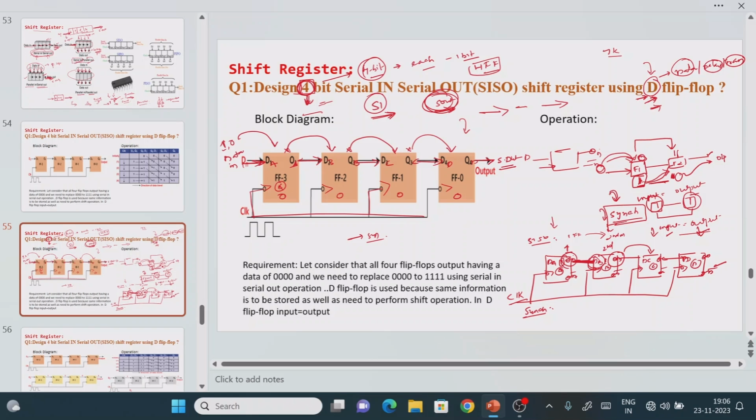Now what is my requirement? What is the initial value stored in the flip-flop? 0 0 0 0. My requirement is to replace all these zeros with all 1s by using which operation? Serial in, serial out operation. Now we will see how to implement this operation, right?